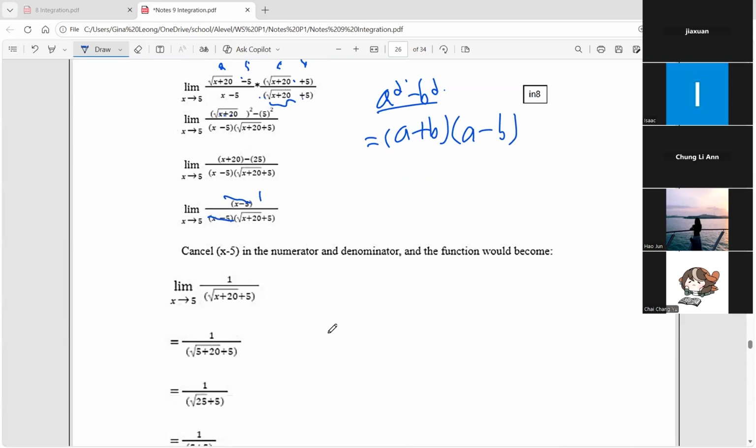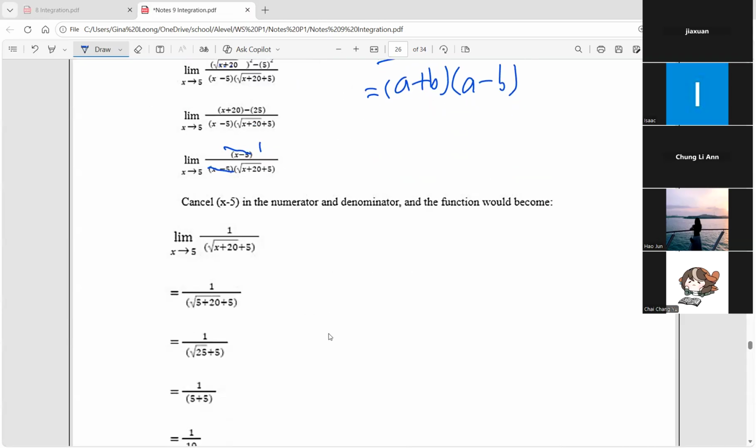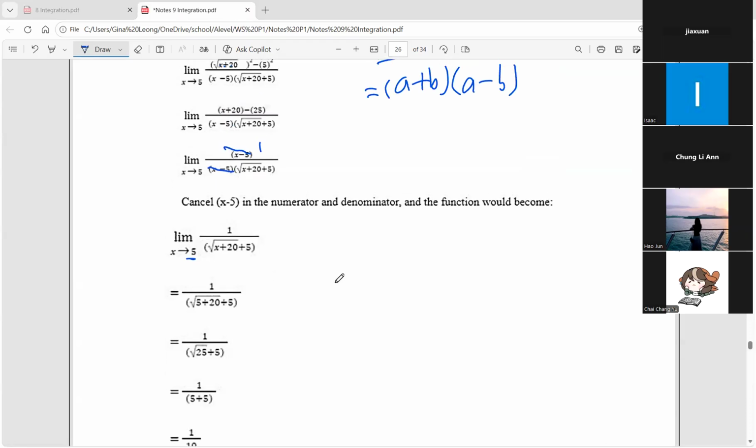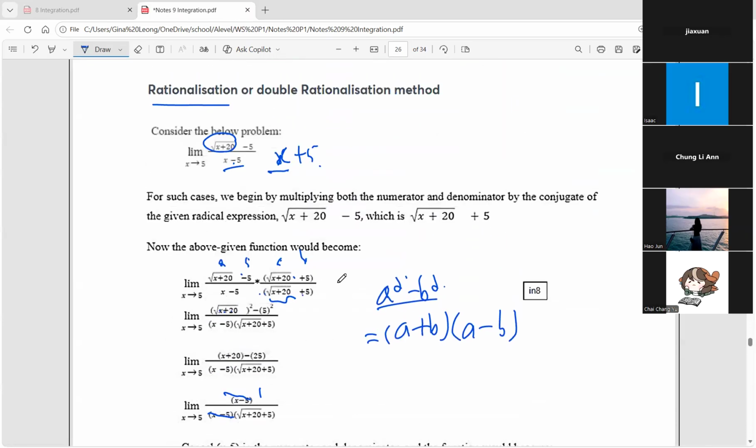I'm going down. I get 1 over, can you see this one again? Square root of x plus 20, plus 5. Now I can sub this 5 into here. I will get 5. 5 plus 5, I'll get 1 over 10. This is how we do the limit. Let me know if you got any problem.